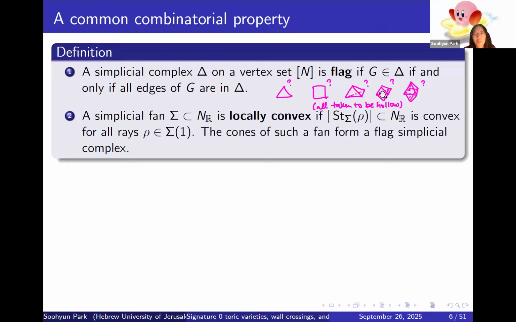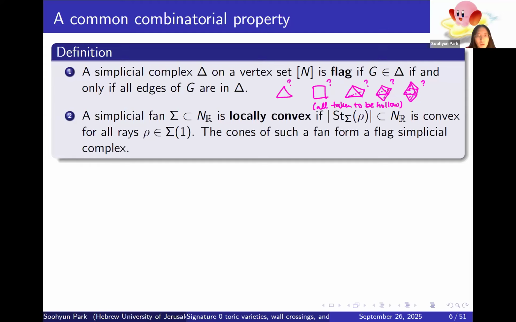So this is flag, but this isn't, because if you look at the middle here, it's not filled in. And a sort of counterpart of flagness in our particular setting of toric varieties is something called being locally convex. If you look at the cones containing a particular ray, the union of those cones is convex. And this has to do with certain divisors being Nef and globally generated, and so on.